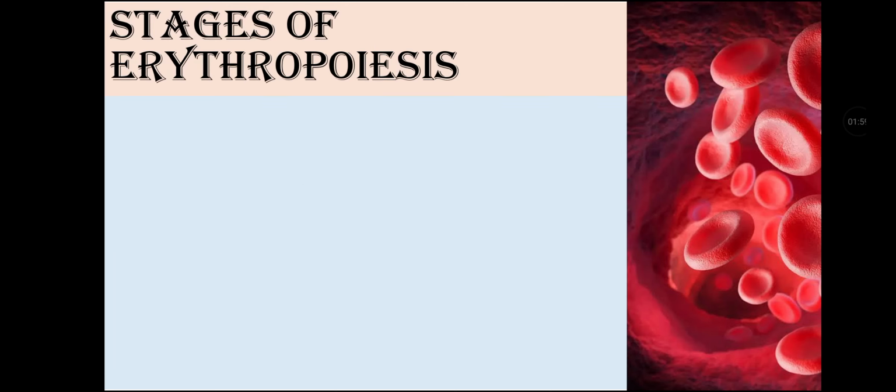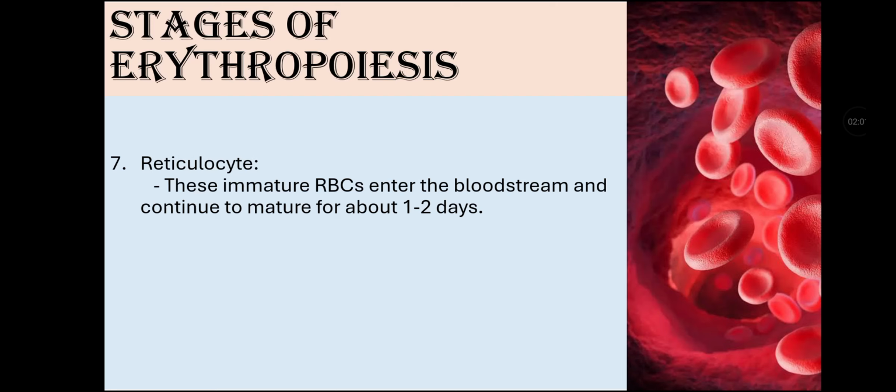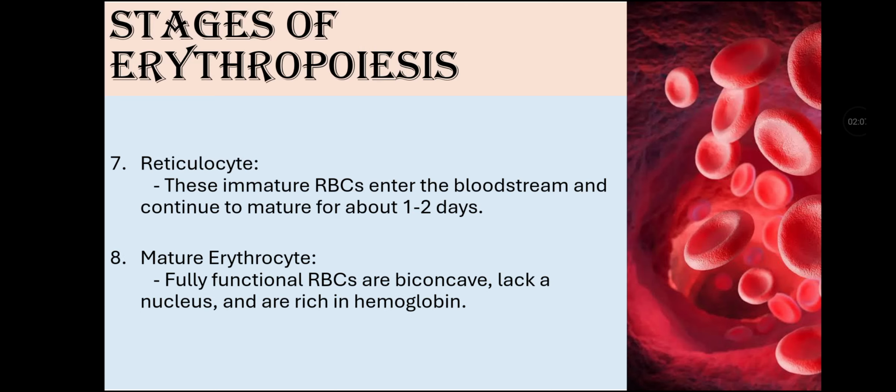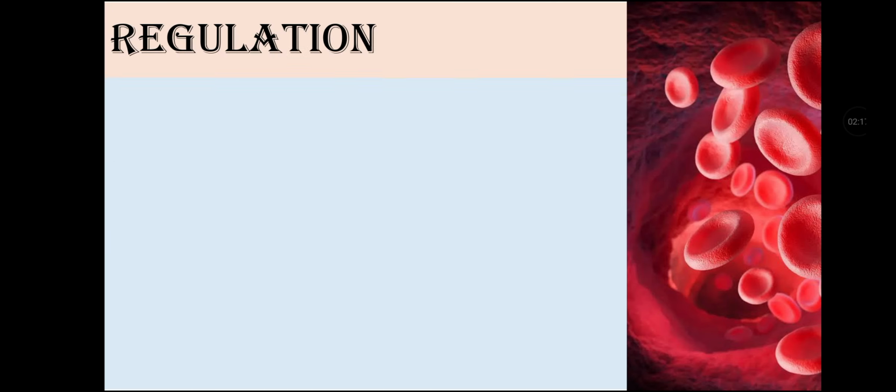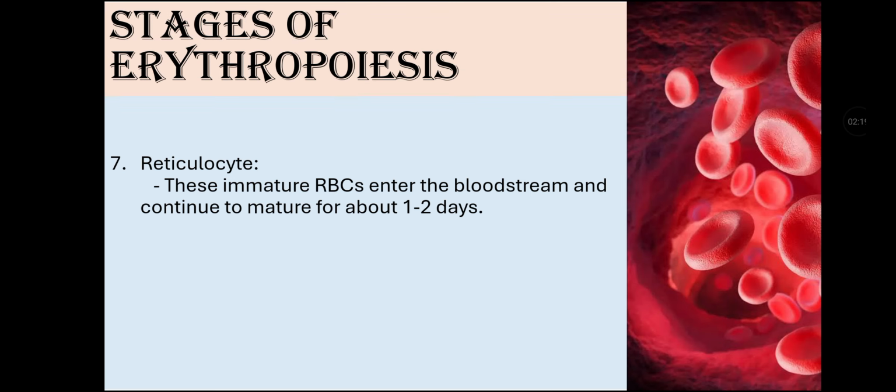And the seventh stage is formation of reticulocyte. In this stage, immature RBCs enter the bloodstream and continue to mature for about 1 to 2 days. Eighth stage is mature erythrocyte. That is, fully functional RBCs are formed that are biconcave, lack a nucleus, and are rich in hemoglobin. So there are mainly 8 stages of erythropoiesis.